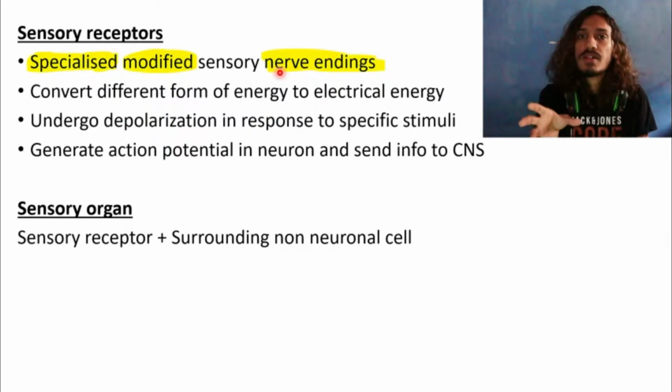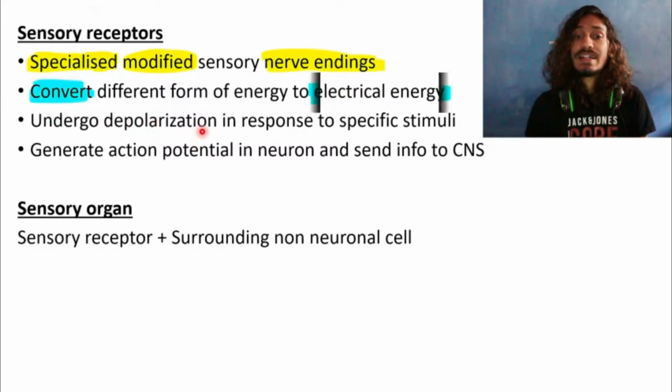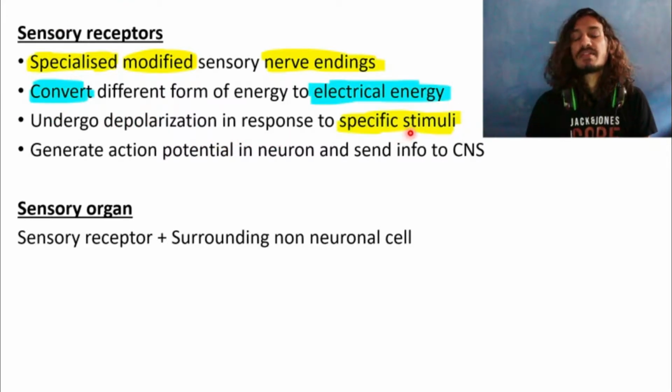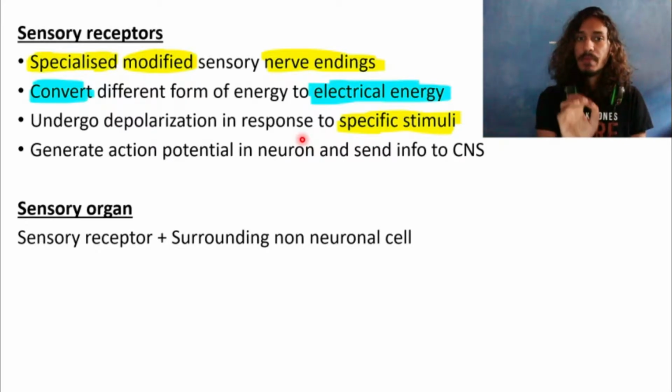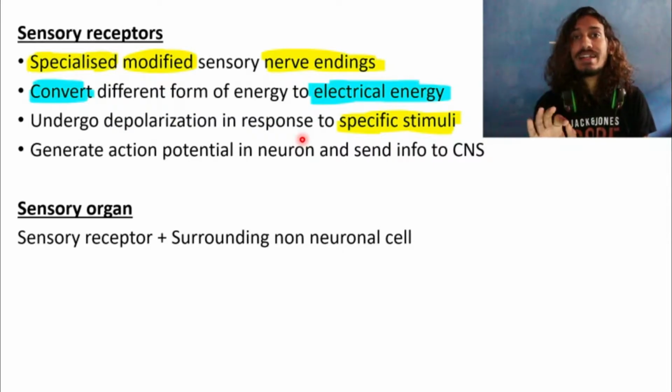Is that all? No. Each of these receptors is specific for each form of stimulus. It's not like when you touch, you end up inducing pain and the person howls in pain. That should not happen. These should be specific as well. That is why they undergo depolarization in response to a specific stimulus. So that is the definition of sensory receptors. A quick recap: it's a specialized and modified nerve ending which converts different forms of energy into an electrical one in response to a specific stimulus.